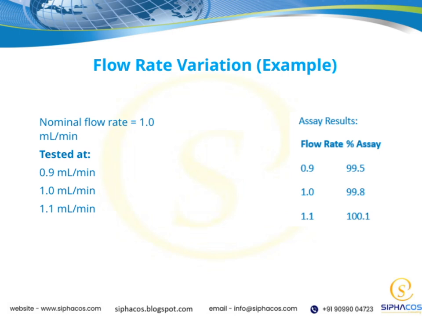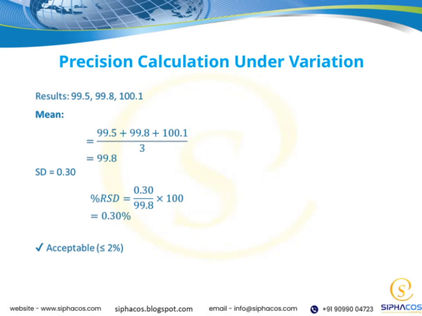If performance remains consistent across these variations, it indicates good stability and robustness. By examining these differences, we can better predict how the system will behave under different conditions, ensuring reliability and accuracy in our results. Overall, understanding flow rate variation is crucial because it helps us optimize and control the process, maintaining quality and consistency throughout.